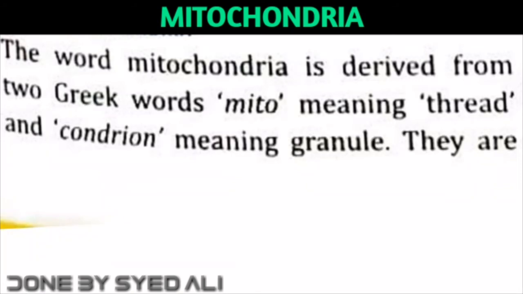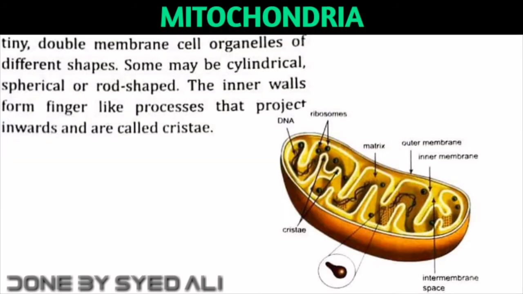Next, mitochondria. The word mitochondria is derived from two Greek words, mito meaning thread and chondrion meaning granule. They are tiny, double membrane cell organelles of different shapes. Some may be cylindrical, spherical, or rod shaped. The inner walls form finger-like processes that project inwards and are called cristae.